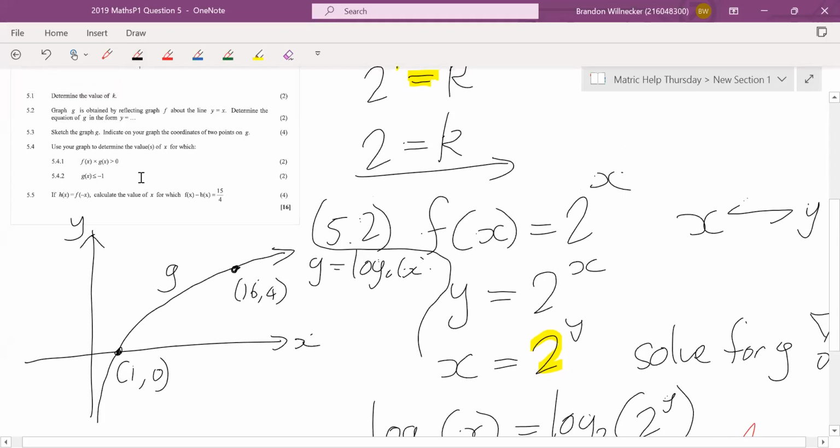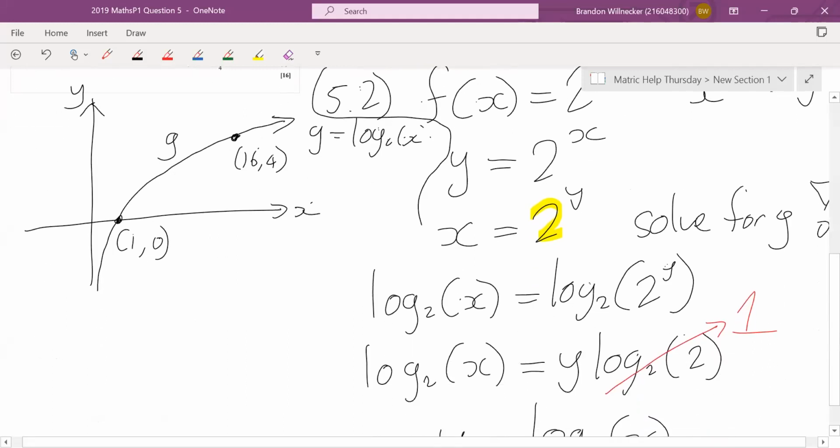Okay, 5.4. Use your graph. So we've just drawn it, so we're going to use the graph now to determine the values of x for which f of x times g of x is positive. Where is f of x times g of x positive?